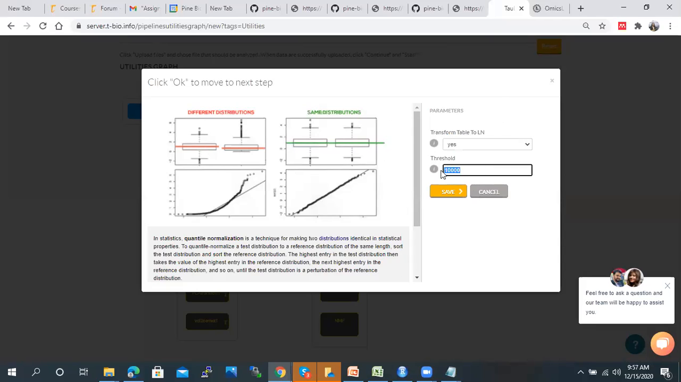Then we have to select the threshold, how much threshold we need for the quantile normalization. If you remember, last time when we log normalized our data, the minimum and the maximum value that we obtained was 0 to a maximum of 20. So we are selecting this threshold of 5 to filter out those genes which have expression more than 5.